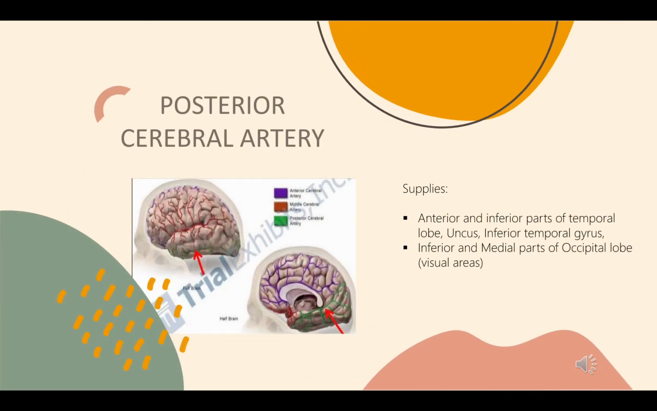Posterior cerebral arteries. They supply the anterior and inferior parts of the temporal lobes, uncus, inferior temporal gyrus, and the inferior and medial part of the occipital lobes, which are the visual areas.